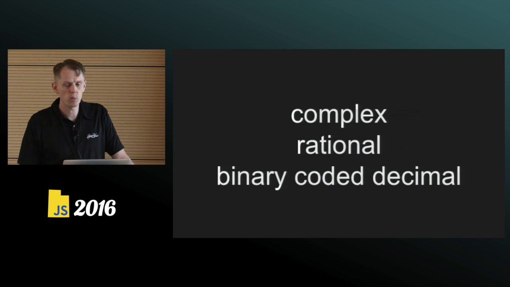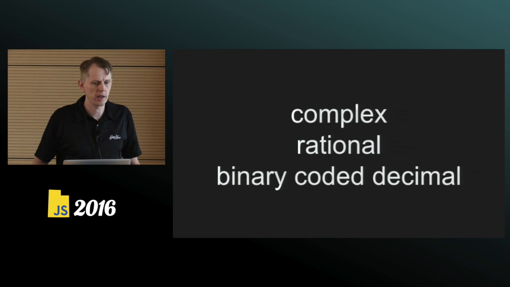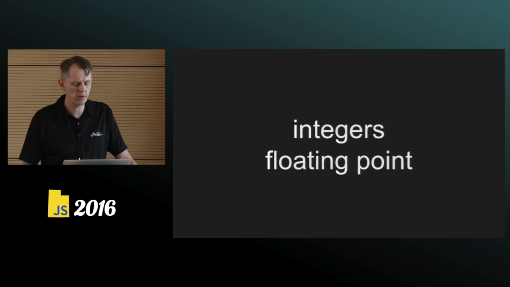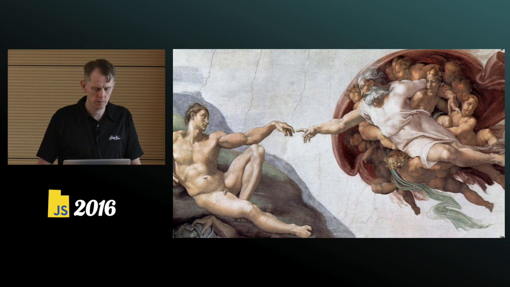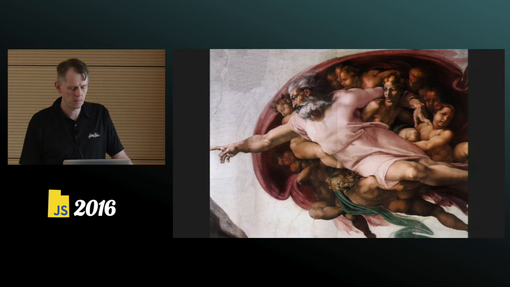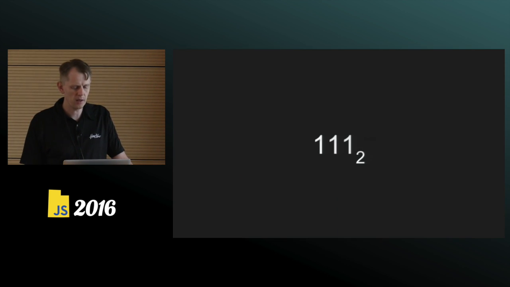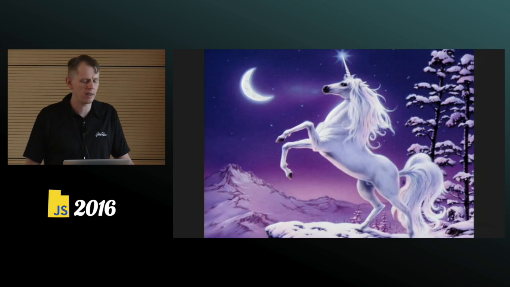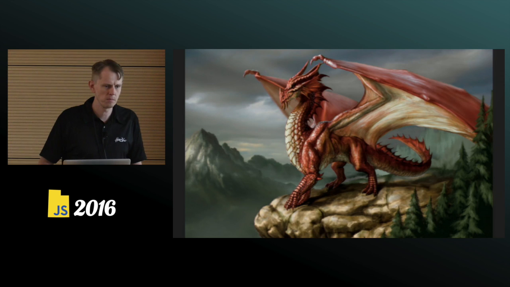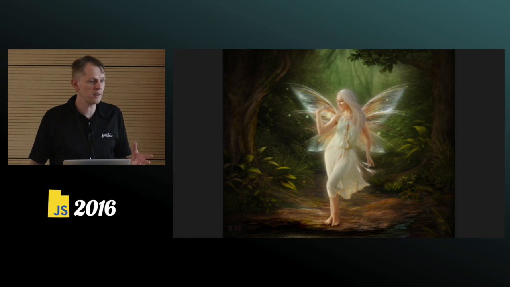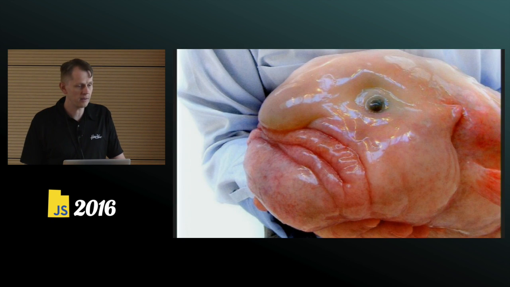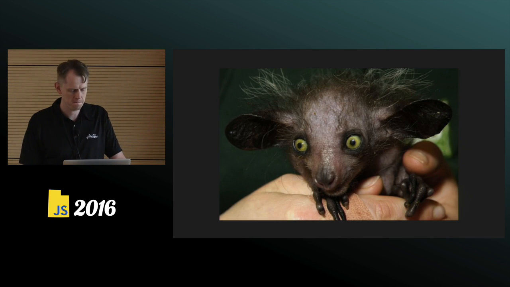There are a lot of other ways that you can represent numbers on computers. There's complex, rational, binary coded decimal, but integers and floating points are the most common. In the beginning, God created the earth in 7 days. And because there were only 7 days, he had to leave stuff out like this, and this, and this. But for reasons that I don't understand, there was enough time for this, and this, and this.